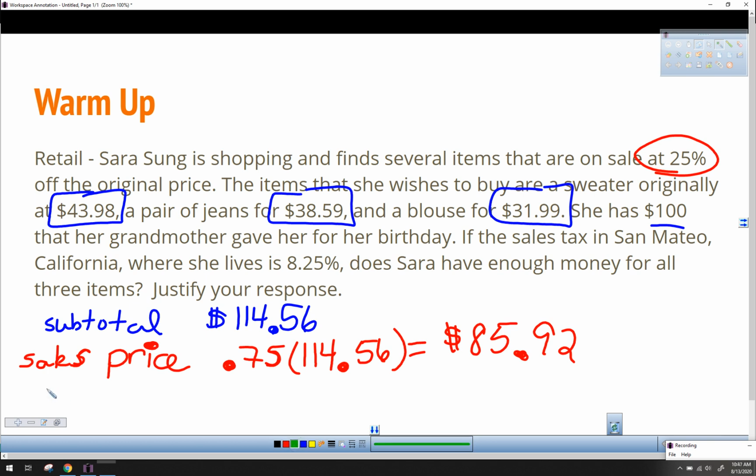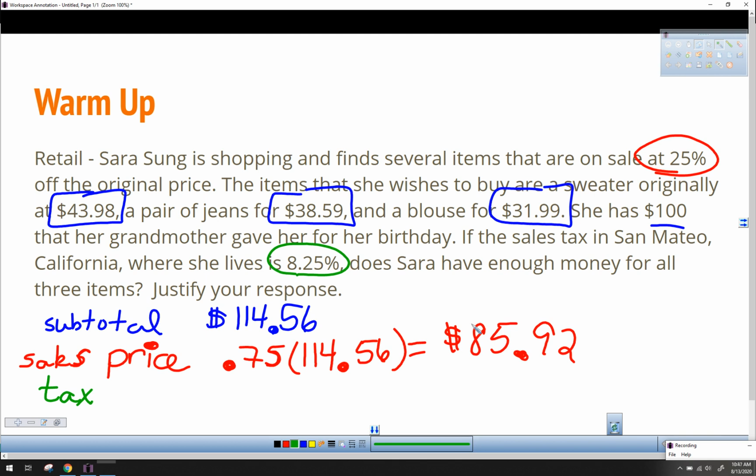Oh wait, we're forgetting that she also has to pay sales tax. And right now, where she lives, there's an 8.25% sales tax. So we need to figure out how much that is going to be. Now, again, there's two ways of doing that. You could simply multiply the 8.25% times $85.92, and then add that amount to the original $85.92.